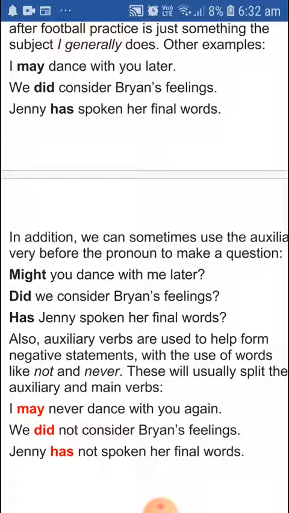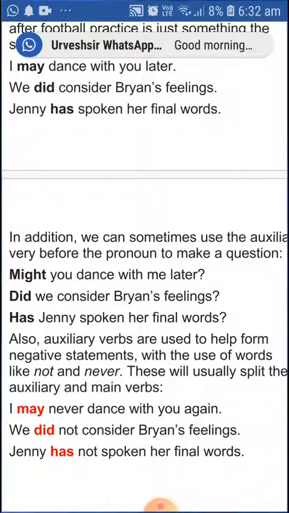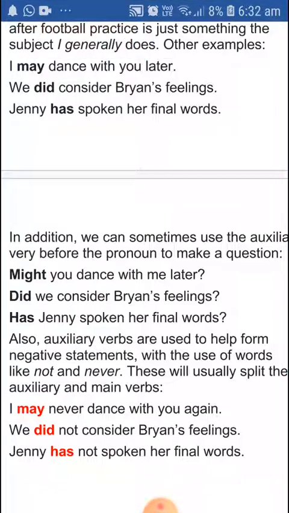I may never dance with you again. May is the auxiliary verb and never is added here in order to show the negative sentence. We did not consider Brian's feeling. So, here did is the auxiliary verb. Jenny has not spoken her final words. Not is for negative sentence and has is the auxiliary verb.